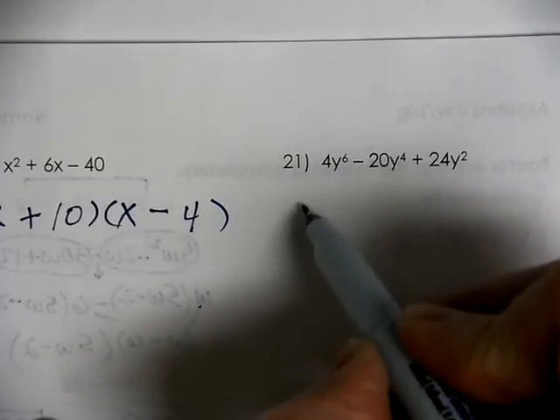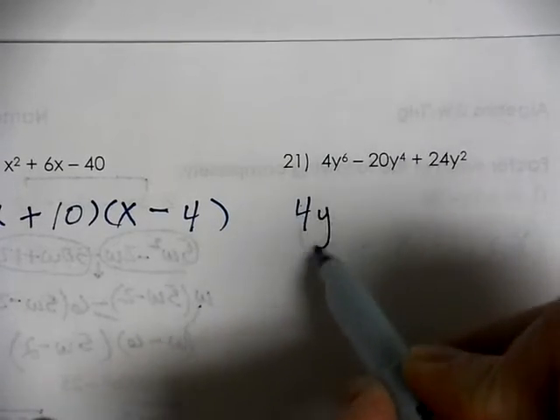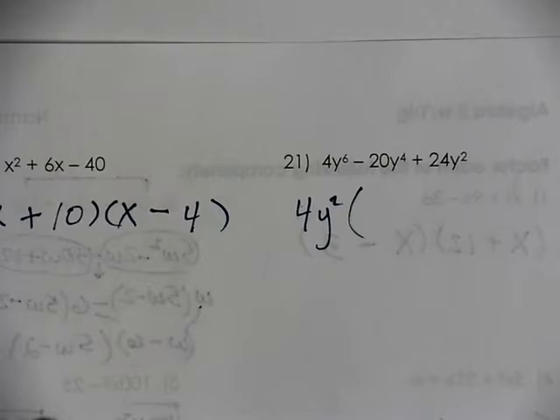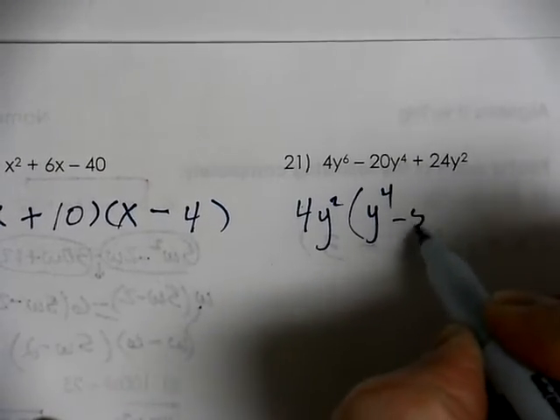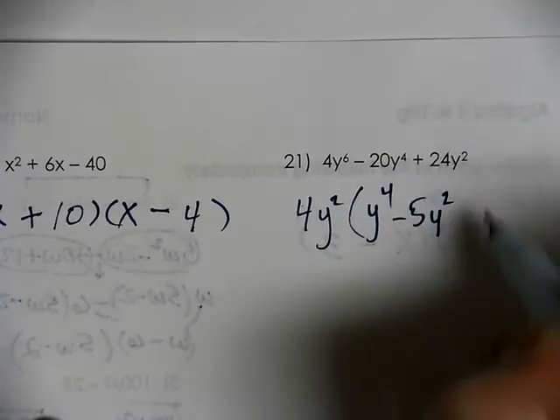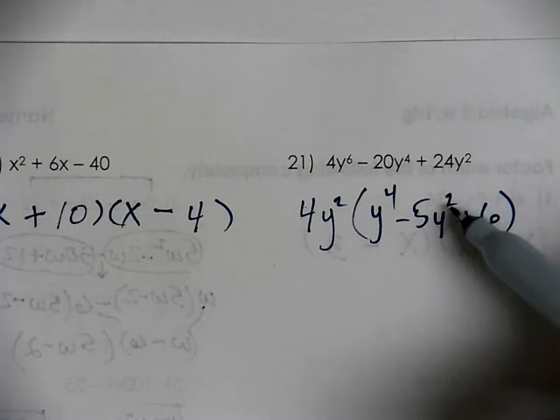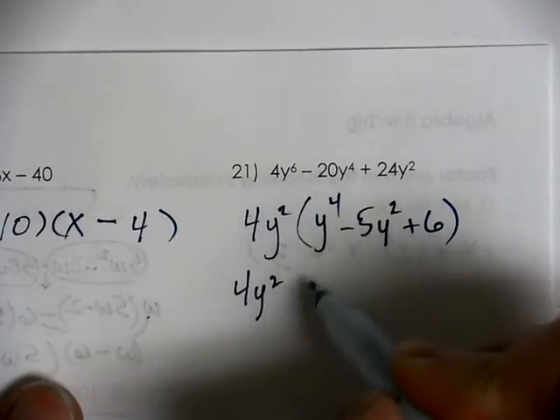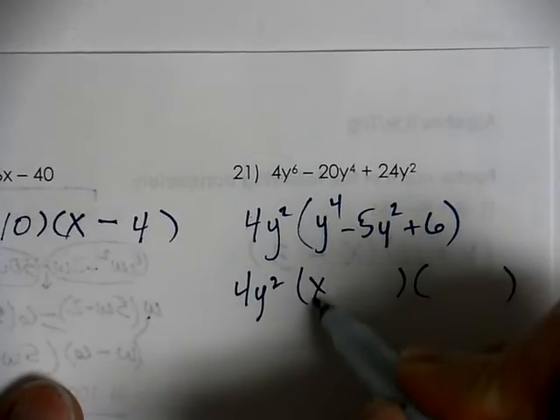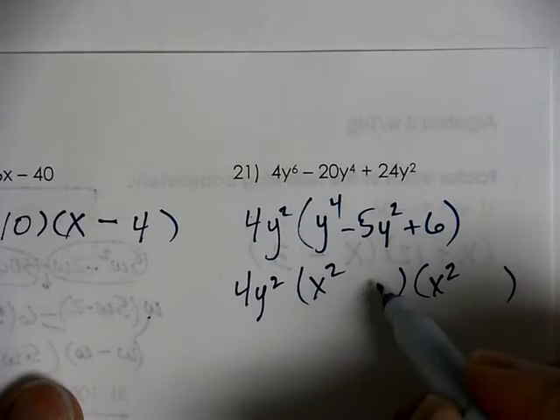So here's one which has a GCF of 4, because we can divide 4 into all of those, and they all have at least a y squared. So we have a GCF of 4y squared. That's going to leave us y to the fourth minus 5y squared plus 6. Now this is that fourth power one, but notice how we're second power for the middle term. So we're able to treat this just like a quadratic, because x squared and x squared multiply together to be x to the fourth.